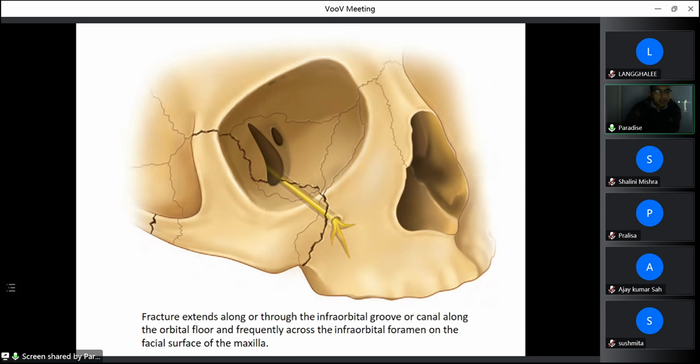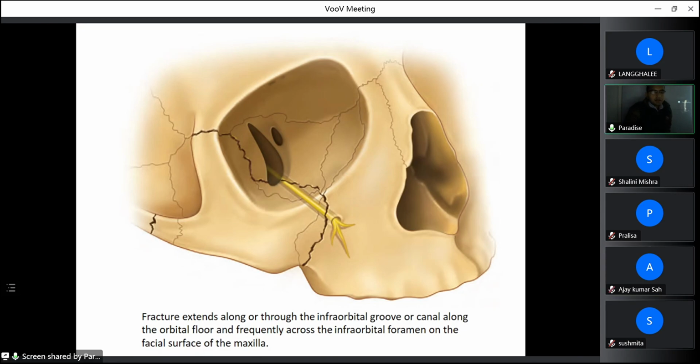The second clinical feature can be that the fracture may extend along or through the infraorbital groove or canal along the orbital floor and frequently crosses the infraorbital foramen on the facial surface of the maxilla. The infraorbital nerve is a branch of which nerve? Maxillary nerve. It is the branch of the maxillary division.